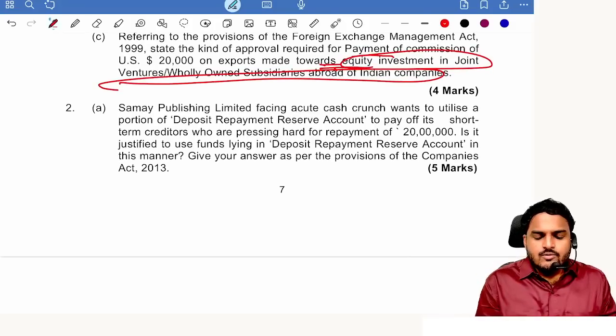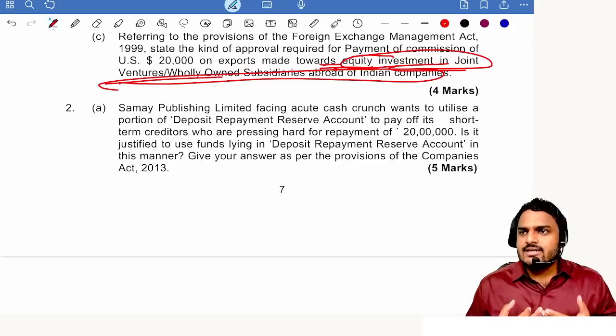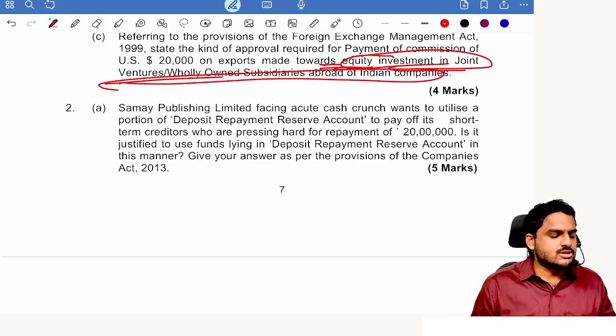So here, towards equity investment in joint ventures, the logic is very simple. India is getting nothing regarding foreign exchange.